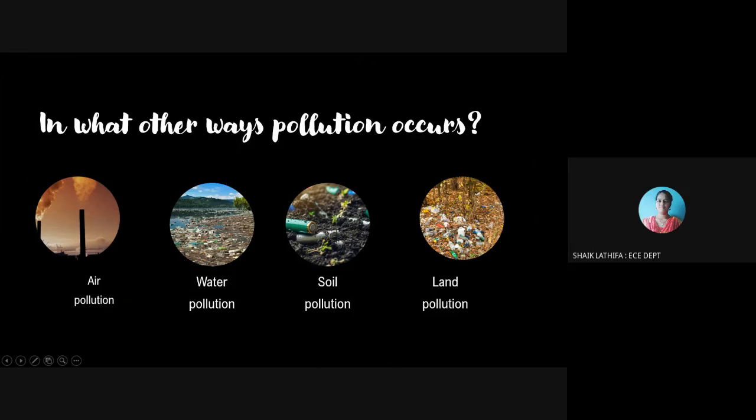In what other ways does pollution occur? Pollution can happen by vehicles, dust, and also noise. The pollution caused by vehicles can be reduced by decreasing the usage of them. So let's make sure not to pollute the air. In other ways, there are air pollution, water pollution, soil pollution, and land pollution.